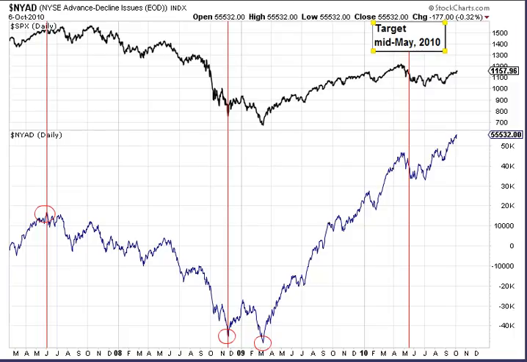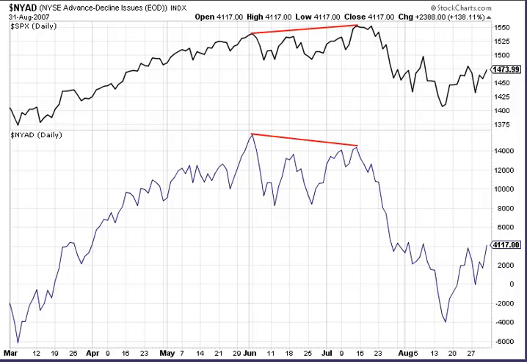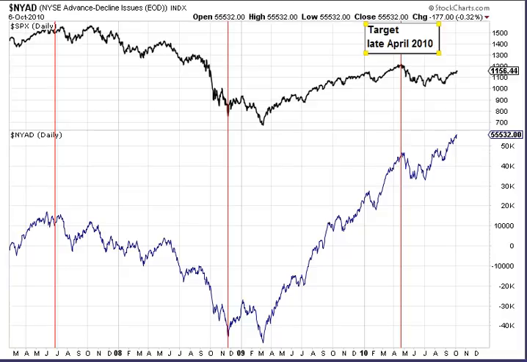In my interpretation of T13, I start the T a little later than Terry does. Do you see the divergence between the advanced decline line and the S&P in the summer of 2007? I start T13 at the midpoint of that divergence, shown here in the vertical line. Panning back to the big picture, if you do that, then using the November 2008 low as a center post produces a top in late April 2010.